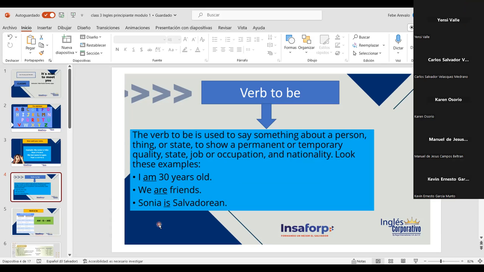Buenas noches. Hi. The verb to be is used to say something about a person, thing, or state, to show a permanent or temporary quality, state, job, or occupation, and nationality. Nationality. Look this example. I am 30 years old. We are friends. Sonia is Salvadoran.